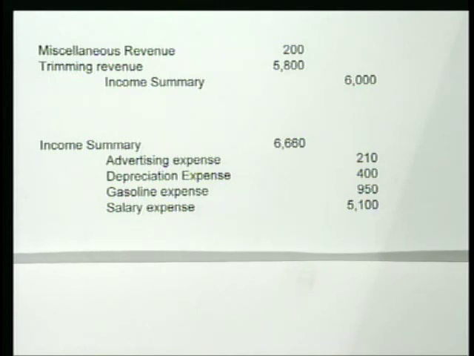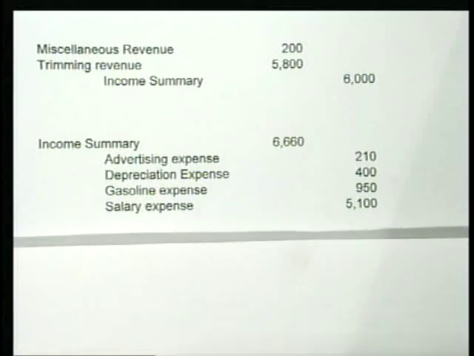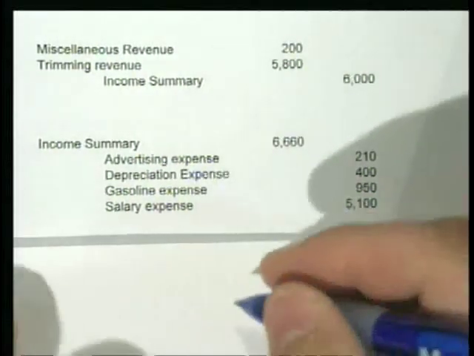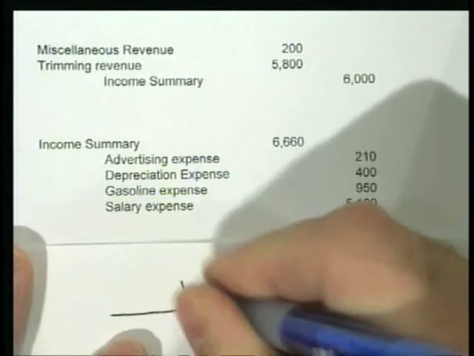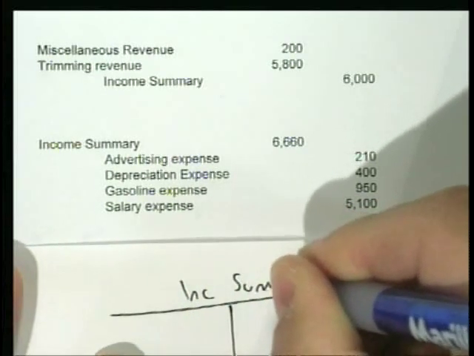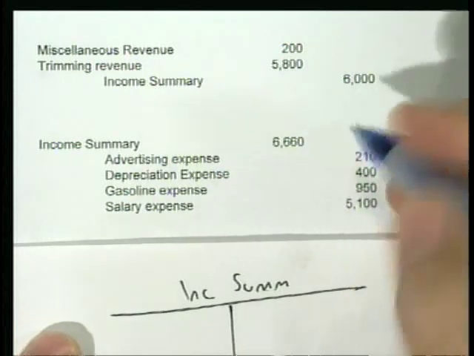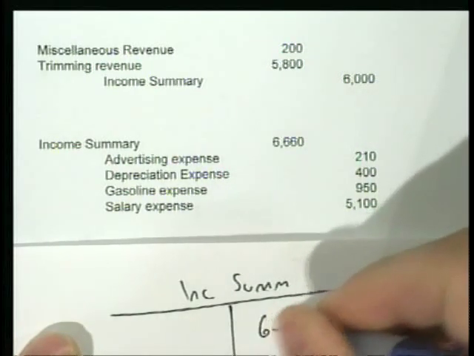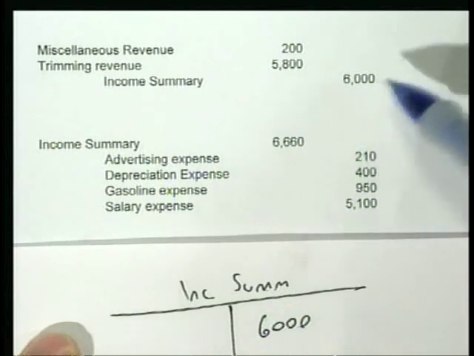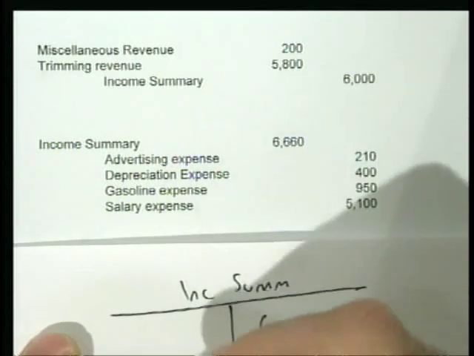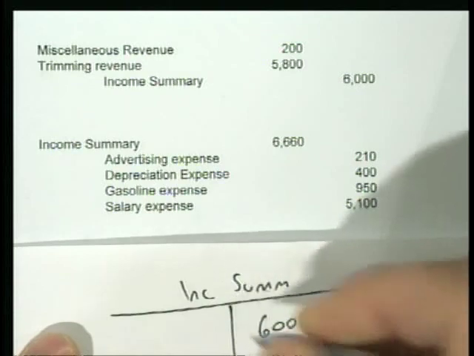Now, here's the question I always ask here. I always step back at this point and say, do we have a net income or a net loss situation? And what do we have? We have a net loss situation, okay? But before we do the third closing entry, let's do what I always recommend, and that is a T account for income summary. Income summary, we credited it for $6,000 in the first entry. In the second entry, we debited it for $6,660, right?